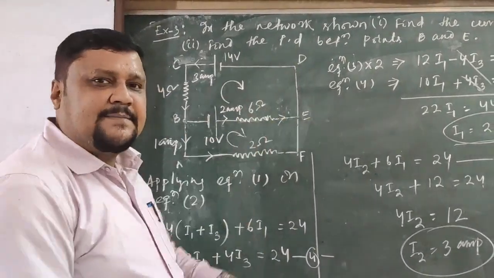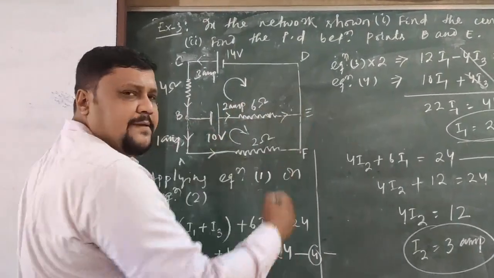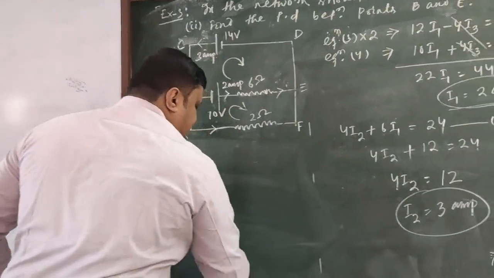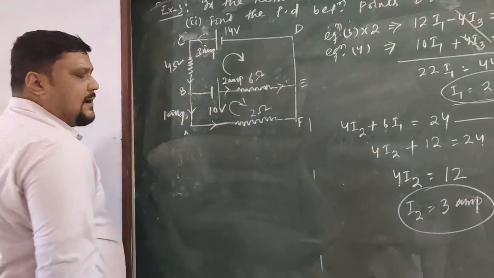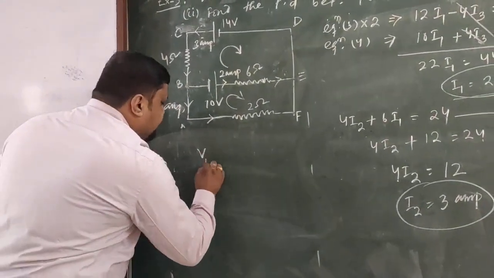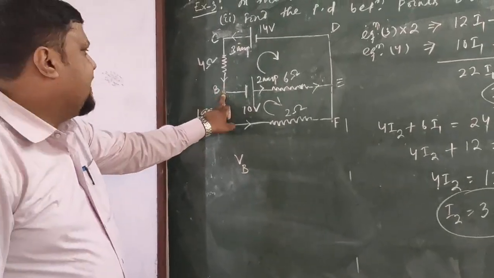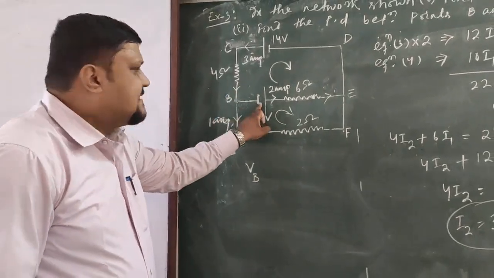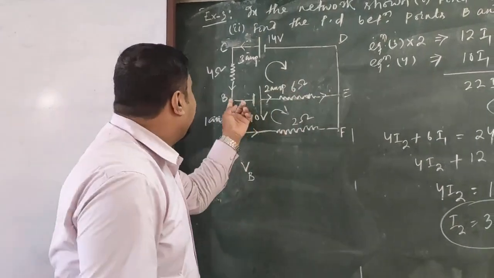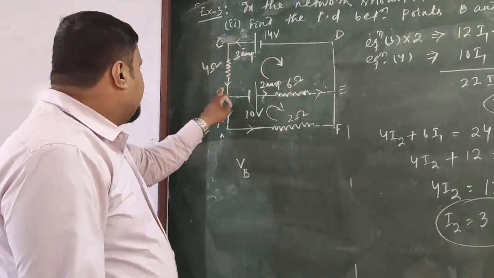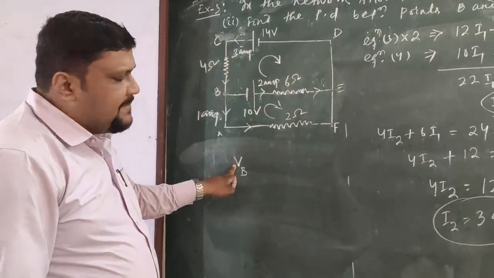Next part is asked: find the potential difference between the points B and E. Use the same concept, move from B to E. So what will I do here? From B to E means, let me start from point B. What is this potential? Potential is VB. Then comes this step along this path. You can take along this path also.